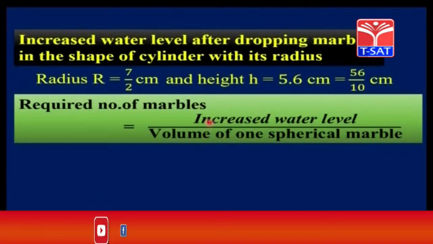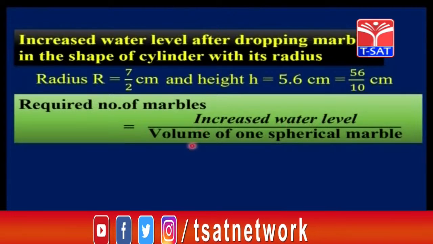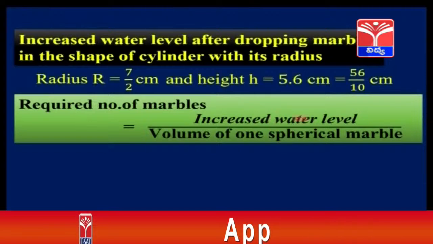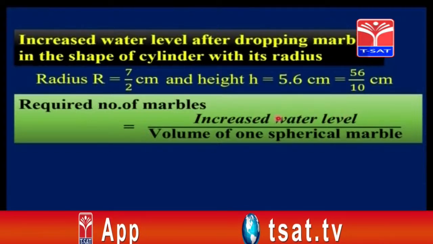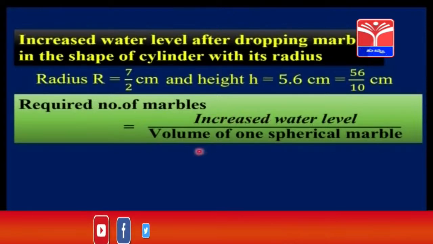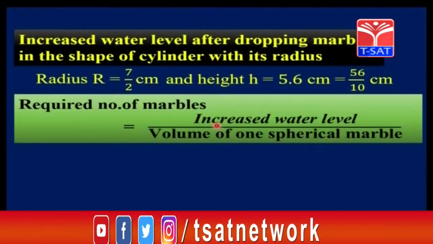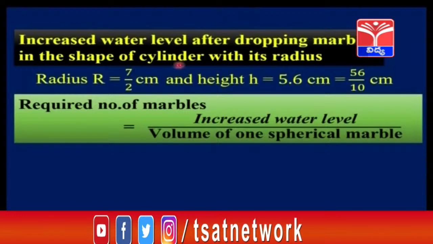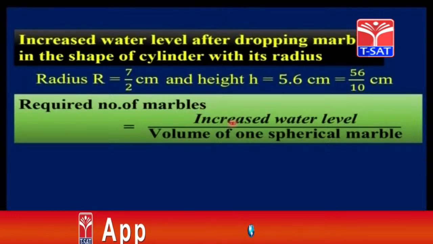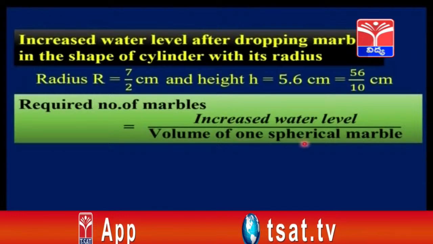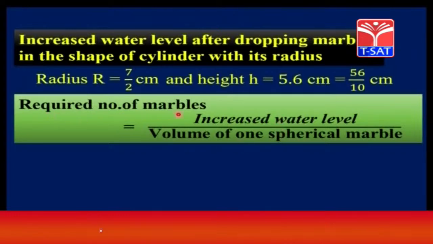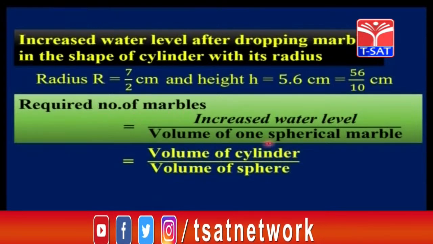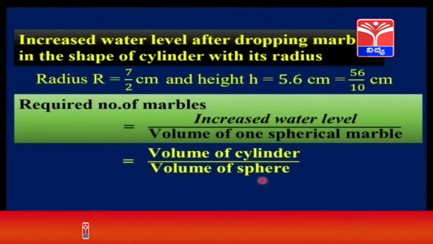Children, the required number of marbles formula is increased water level volume by volume of one spherical marble. Here I am going to explain how to write this formula. Remember this for problems based on this concept. Always we have to write in the numerator the bigger solid volume and in the denominator the smaller solid volume. Here in our given data, the bigger solid is the water in the form of a cylinder, and the smaller solid is the spherical marbles. In this way we can find the required number of marbles or anything. Here the increased water level is in the form of a cylinder and the spherical marble is in the form of a sphere.